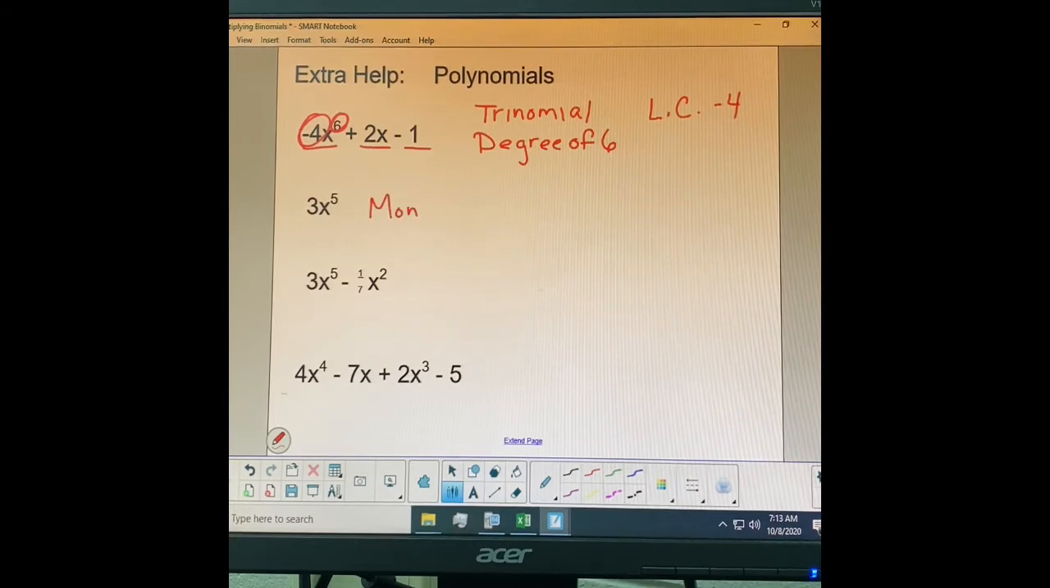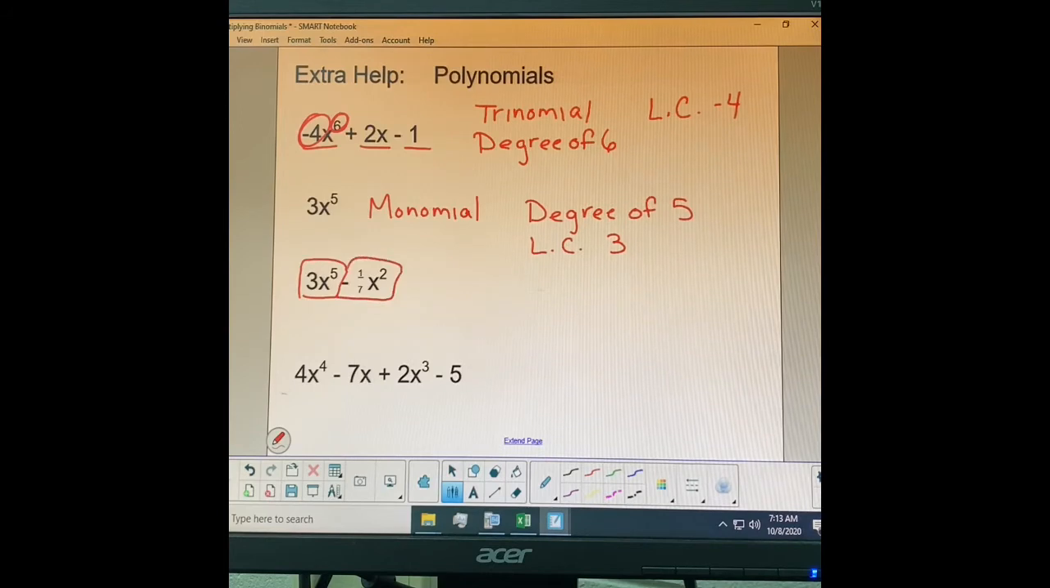Here we have a monomial, one term. We have a degree of 5 because the highest and only exponent is 5, and the leading coefficient is 3. The leading coefficient is the number before the variable with the highest exponent.